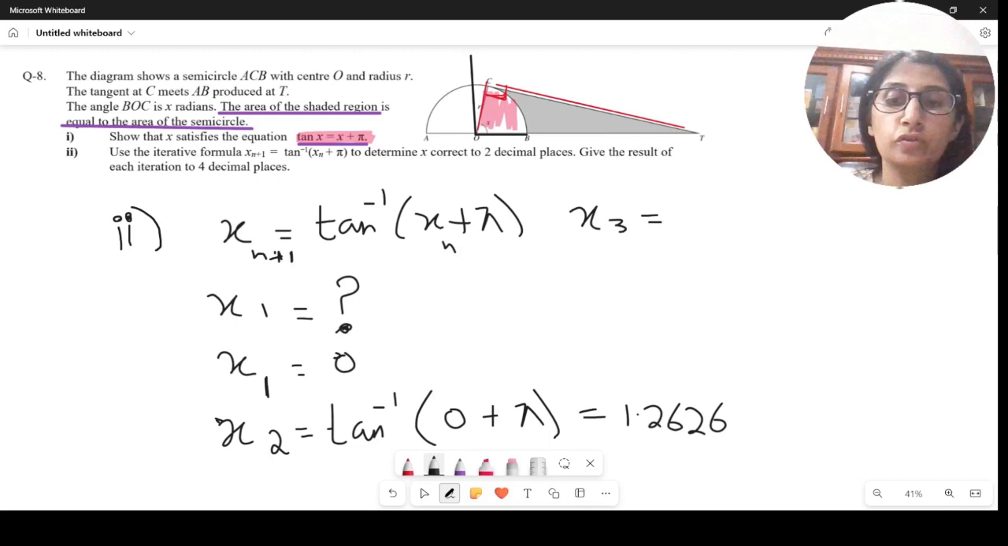Next is 1.3516. Next is 1.3518. Next is 1.3518 again, and next is also 1.3518. So the answer has converged. We have a root since the value is not changing now. So this was x4, x5, x6, and x7.